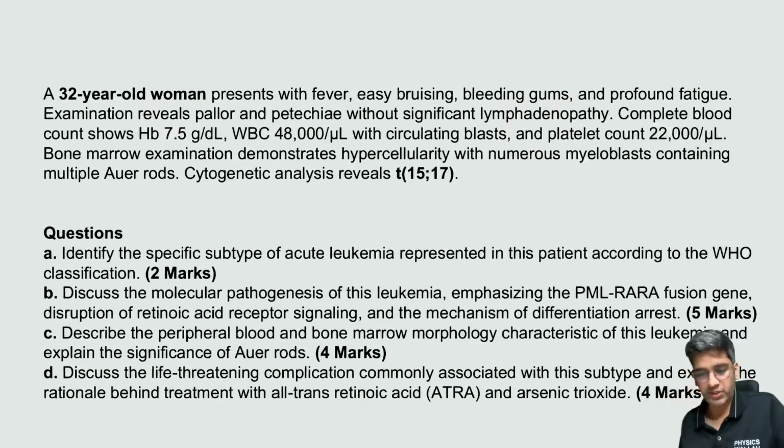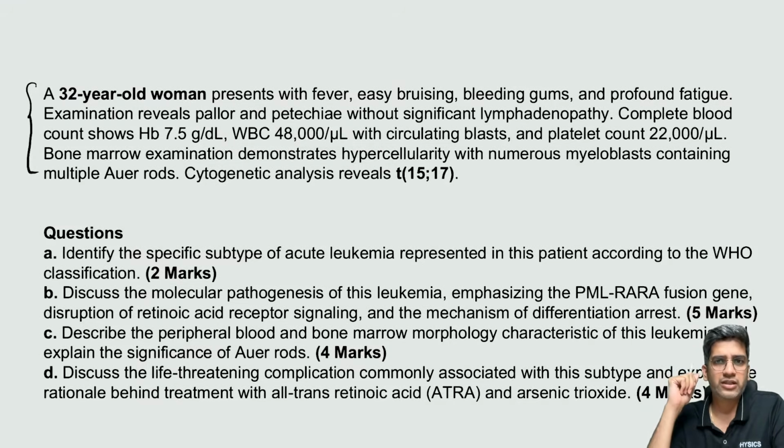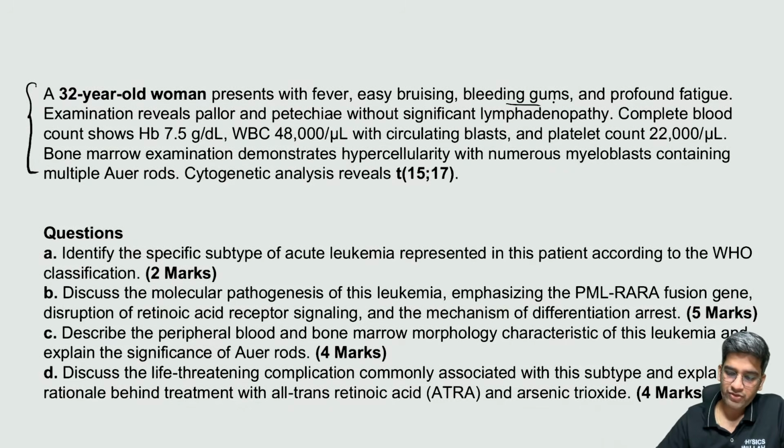So this is a long answer question from hematology. I want you guys to tell me what is the diagnosis. If it's possible, let's tell the diagnosis. Otherwise, as usual, we have a data-based or clinical scenario-based approach. We'll go with the same, fine? A 32-year-old presenting with fever, easy bruising, bleeding gums, and profound fatigue. Examination shows pallor, petechiae, and a negative EC is also important for me, without significant lymphadenopathy.